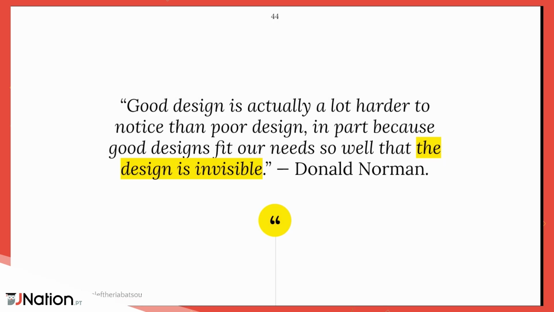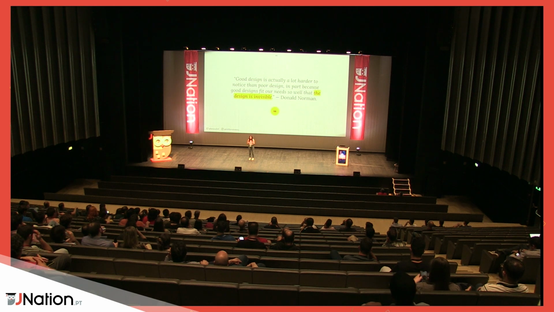One quote that I really, really like from Don Norman says, good design is actually a lot harder to notice than poor design, in part because good design fits our needs so well that the design is invisible. And think about the example that I showed when we were starting with the elevators. Nowadays, we're using elevators, and the buttons are there. We will just click on a button, and we will go to our floor or whatever. But I had two examples with bad UI of elevators. For us now, it's so simple that we won't think about it. As Don Norman says, we will really not think about it.